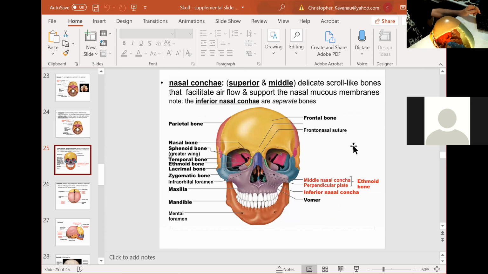Okay, and so there's a couple other structures of the ethmoid bone. We just looked at the perpendicular plate, but these two scroll-like structures flanking it are also part of the ethmoid bone. It's called the middle nasal concha. These little scroll-like structures help to swirl the air around.